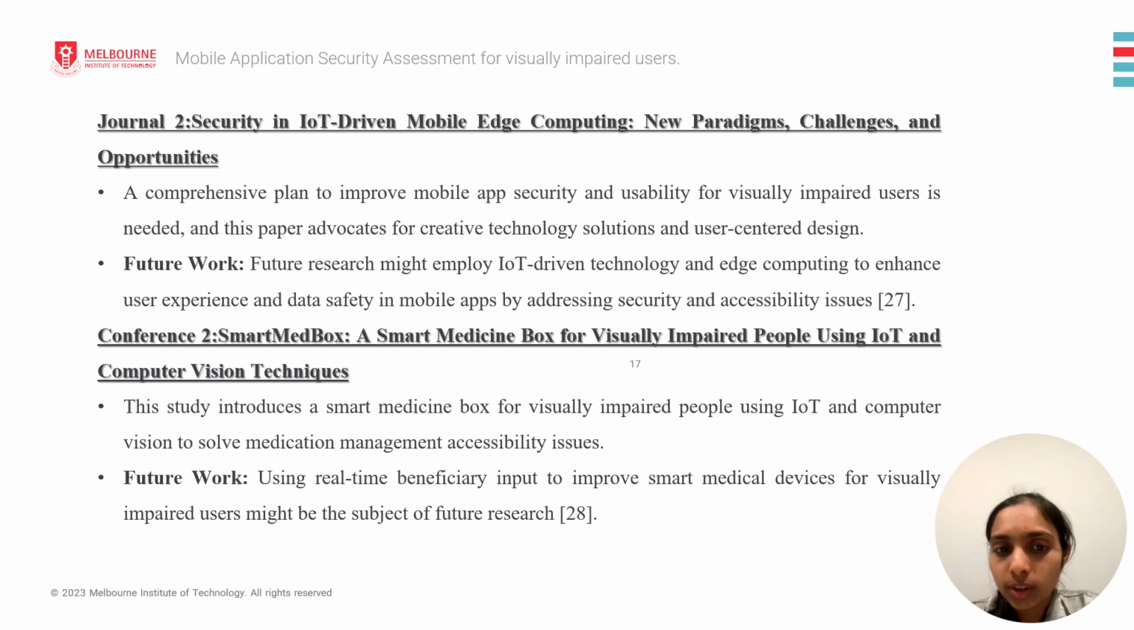Future work might employ IoT-driven technology and edge computing to enhance user experience. The conference 2 paper study introduces a smart medicine box for visually impaired users using IoT and computer vision. Future work uses real-time beneficiary input to improve smart medical devices for visually impaired users.